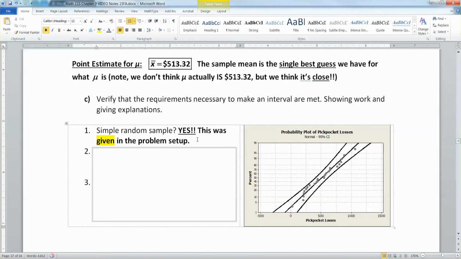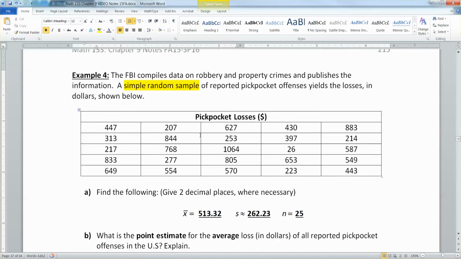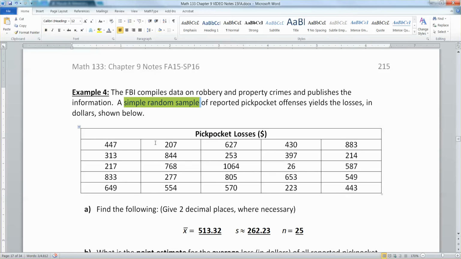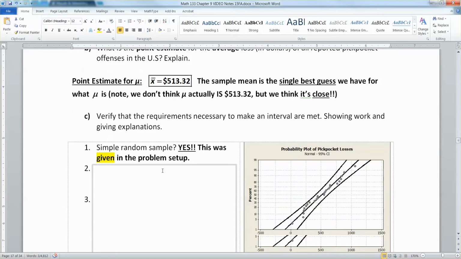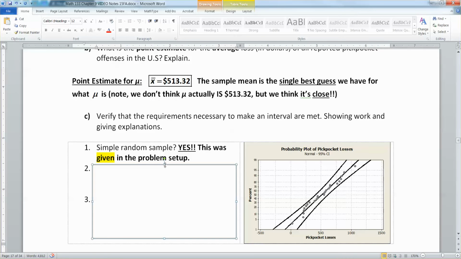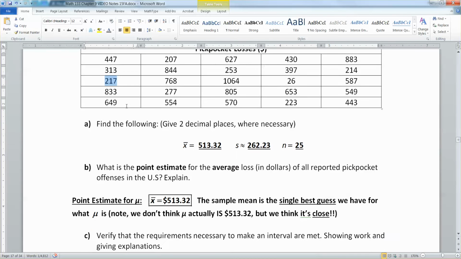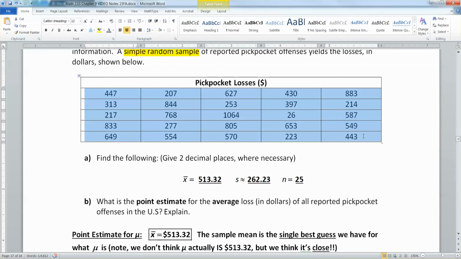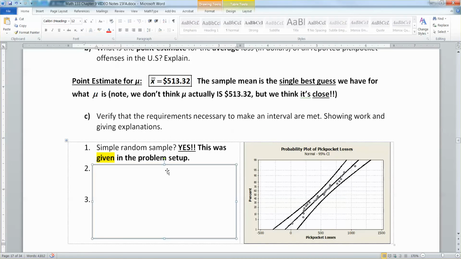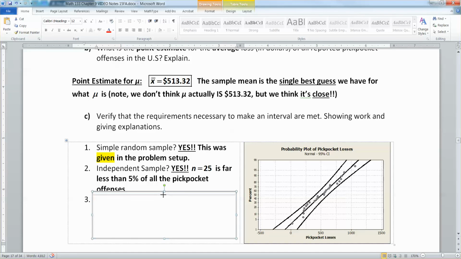Okay, so I typed that up. The simple random sample was given to us in the setup with that yellow part right there that I highlighted. So since it was given, fine, no troubles. Now the second thing is, is it independent? Now this is technically without replacement because they're not letting the same number, they're not letting 217 show up twice. At least we assume they're not because that would kind of be silly. But this is 25, but 25 is so far less than the 5% threshold of all the pickpocket offenses that we're going to call it independent, right?